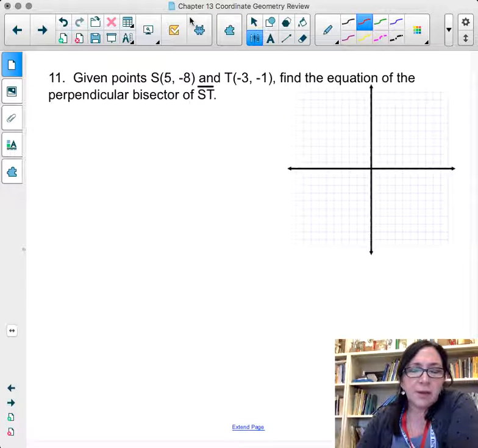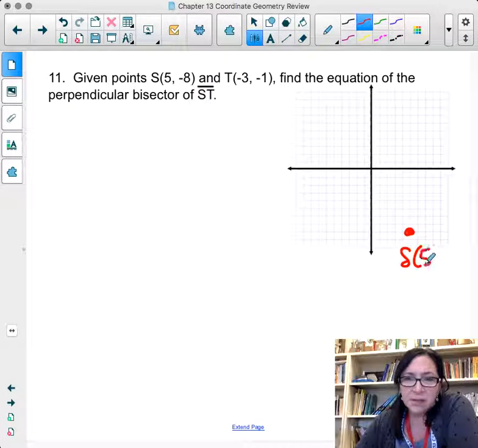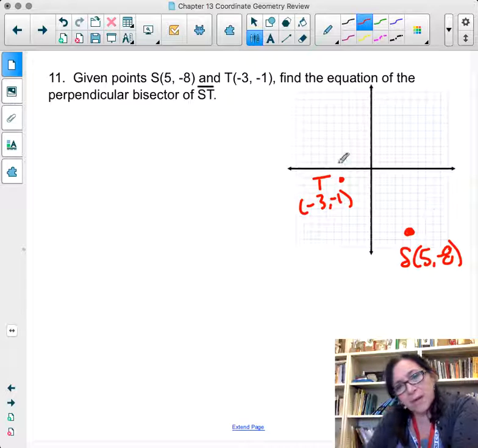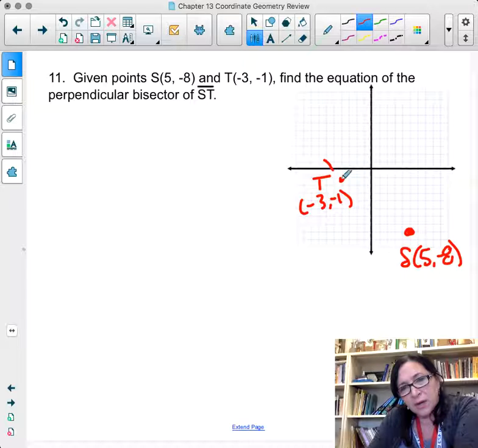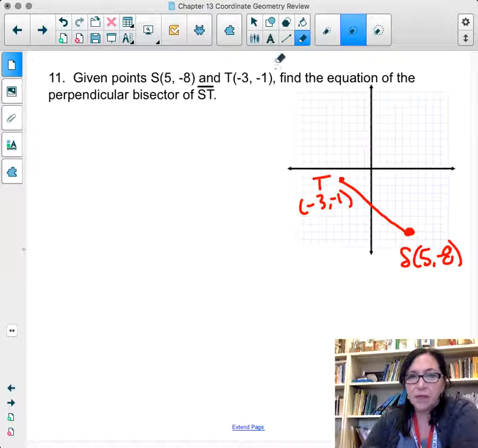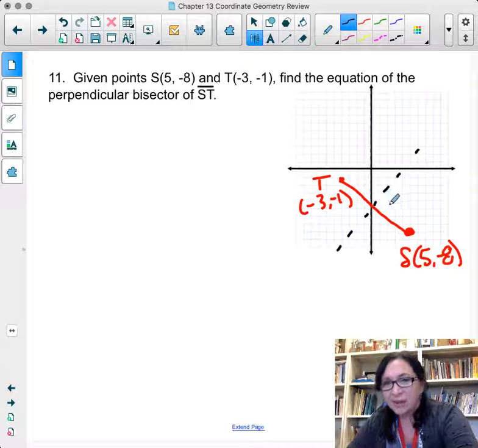Given the points, so this one says, given the points 5, negative 8, that's S. And T is negative 3, negative 1. So given the points, find the equation of the perpendicular bisector of ST. Okay, so here we go with this. Here's ST, all right? If we have a bisector, that means it's going to cut it in half. What I'm looking for, basically, is this line here that cuts this in half and is perpendicular.